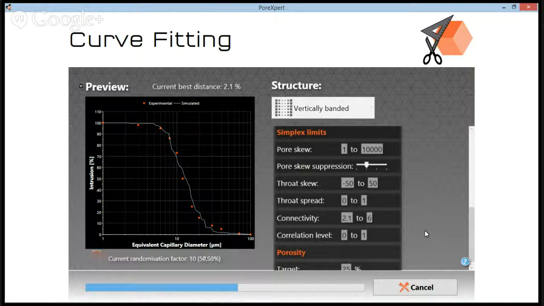So that's its attempt. You'll see the white line, which is the simulation, converge onto the red dots. You also see there's the randomization factor. That's this annealing temperature we're talking about, which is gradually dropping, now down to 0.6, 0.3, and so on. And you can see as it does it, the simulated curve converges onto the experimental points.